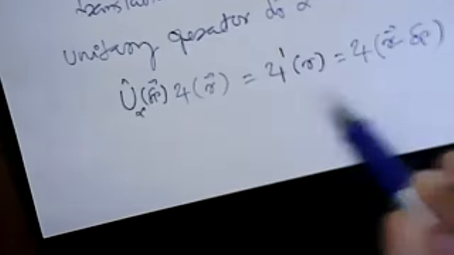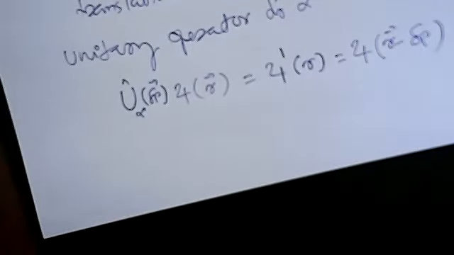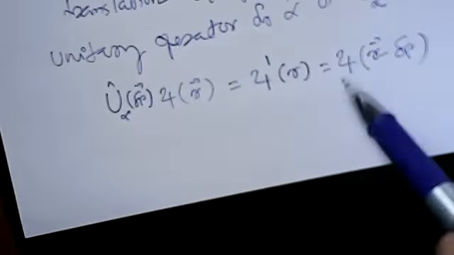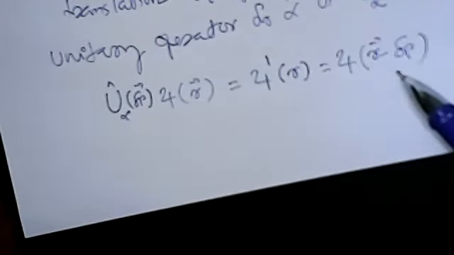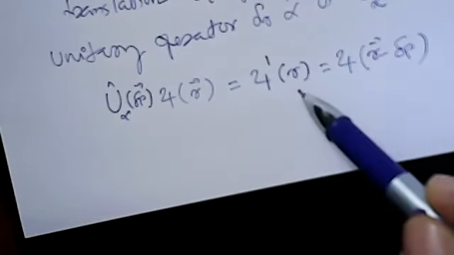So what is the meaning of this one? This means that the wave function at r is the same as the wave function at r minus delta rho. Wave function is the same, or we can say that the wave function has maximum value at r and r dash, or P and P dash. The wave function is the same at P and P dash.